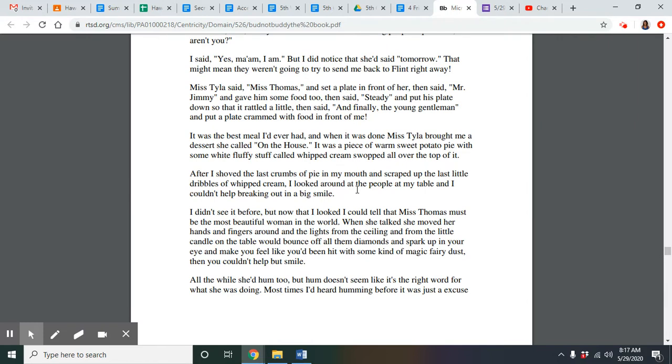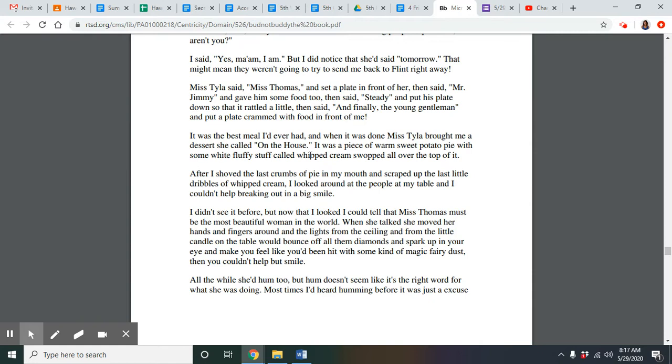It was the best meal I'd ever had, and when it was done, Miss Tyler brought me a dessert she called "on the house." It was a piece of warm sweet potato pie with some white fluffy stuff called whipped cream swapped all over the top of it. After I shoved the last crumbs of pie in my mouth and scraped up the little last dribbles of whipped cream, I looked around at the people at my table and couldn't help breaking out in a smile.